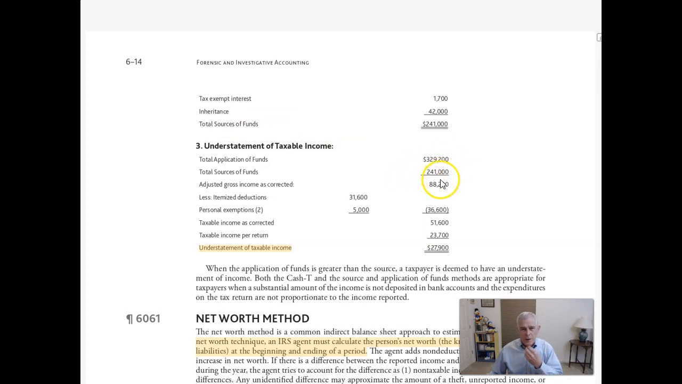So you have all your sources and your applications. You compare it. And so you paid out $329.2, your sources only show $241. AGI as corrected, AGI thinking about the tax return adjusted gross income. You get in some other tax items. You're trying to get to a taxable income number. So taxable income as corrected, based on what the agent did, sources and uses, allowing for itemized deductions, exemptions, taxable income should have been $51,600. You only reported, taxpayer, $23,700, and so it looks like we have some understated taxable income.